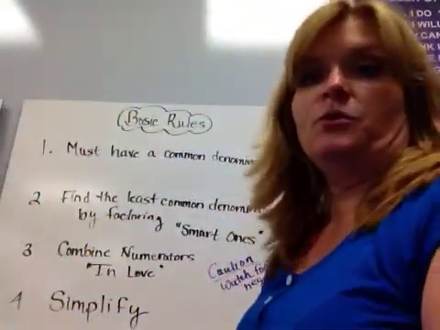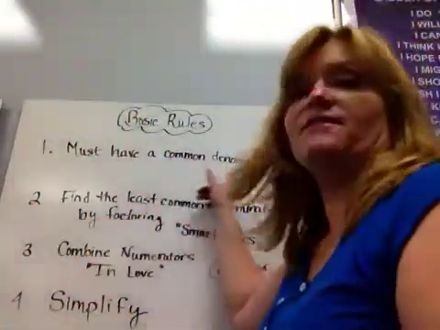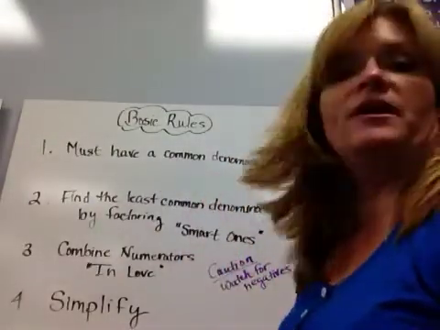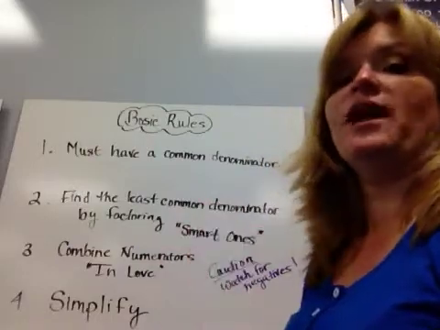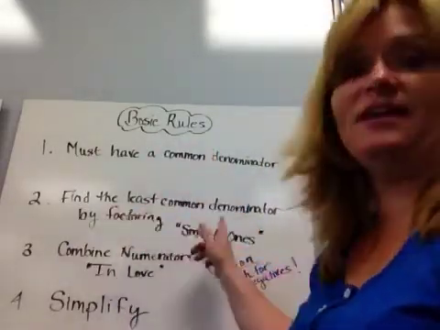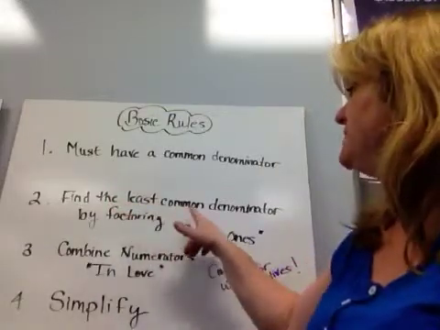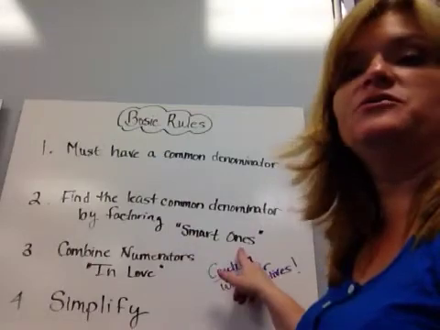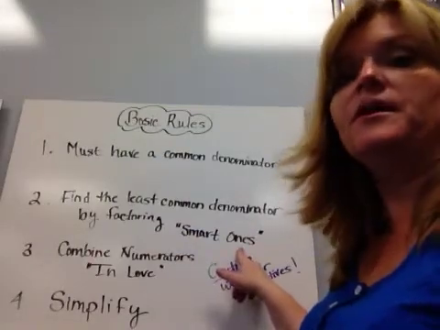Here are the basic rules. You must have a common denominator to add or subtract fractions. I think everybody, if I were to ask anybody in the room, would know that, but that's a must. So if we don't, then we have to find the common denominator by finding the least common denominator by factoring. I call these where you're going to be using some smart ones in this step, and I'll show you what that means.